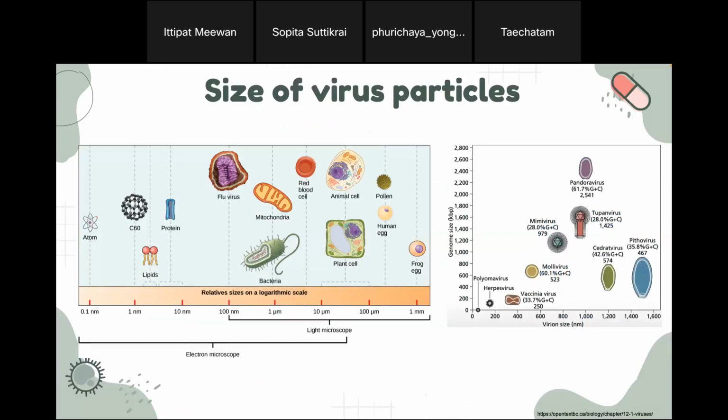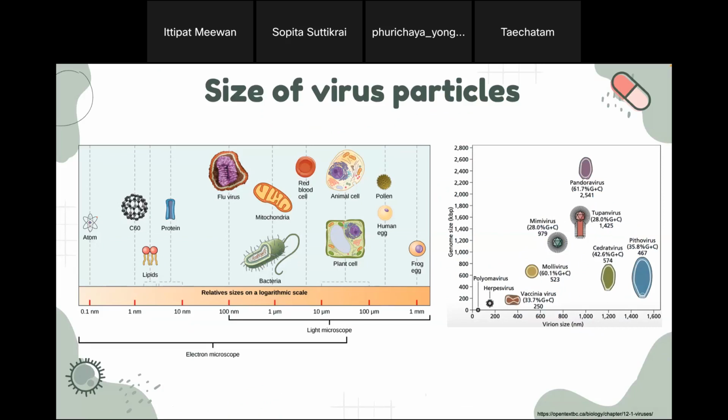So the size of the virus. I have a scale here for the comparison. We're starting from the size of atoms, which is 0.1 nanometers, all the way to the frog eggs right there, which we can see with our eyes, at around 1 millimeter. So the virus is in the middle right here. I have the flu virus here, which has a size around 100 nanometers, which is not visible to our eyes, right? Even with a light microscope, we still cannot see it, right?